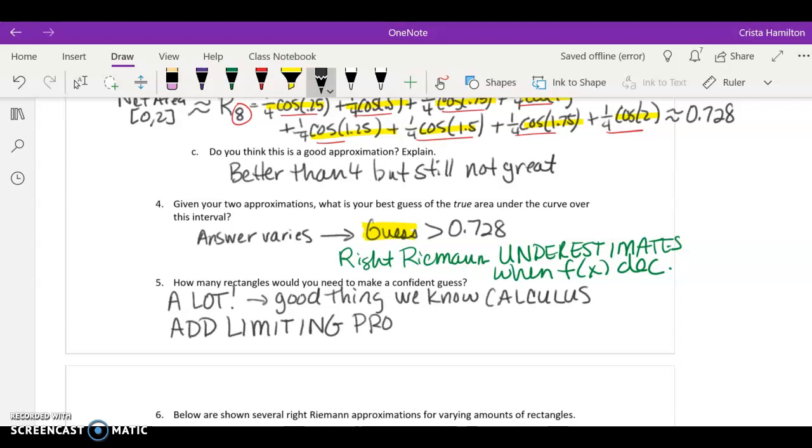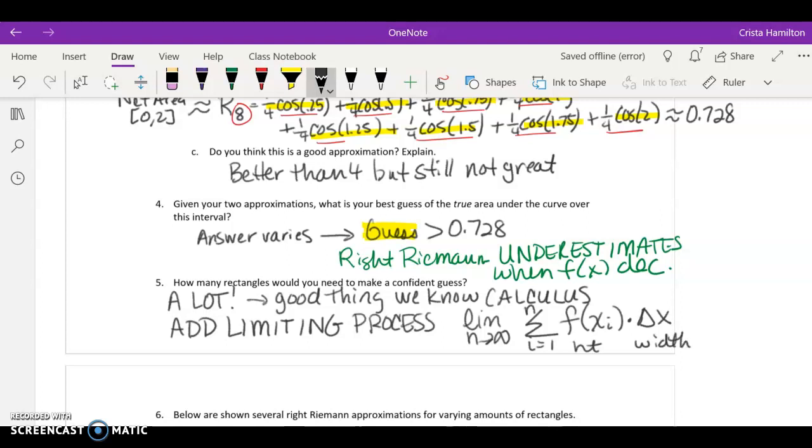So with this limiting process that we're going to add, can you think about what we want to do? We would like to make sure that we have more rectangles. So we're going to take the limit as the number of rectangles goes to infinity of this sum, the sum from i equals 1 to n of the height of the rectangle, which came from the function value, times the width of the rectangle, which was delta x.